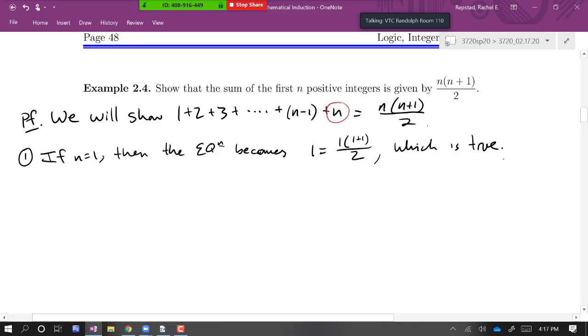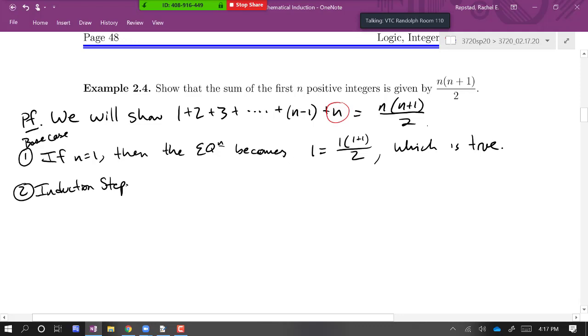Okay, so that base case, that's the simpler step, but it's crucial. Without it, we don't get to conclude much of anything. Now this is where most of the work is. So we did the base case. Now we're going to do the induction step.